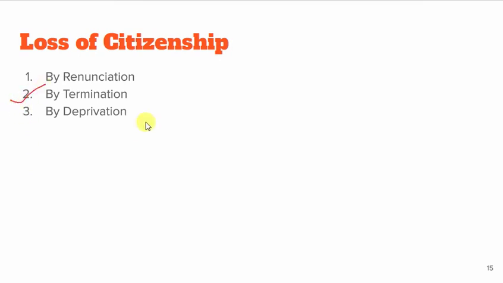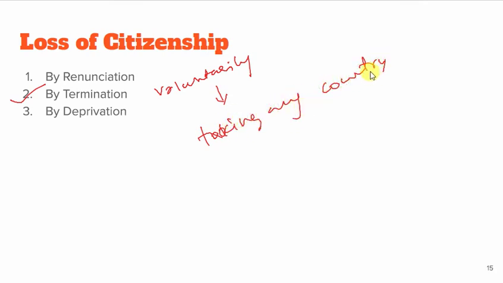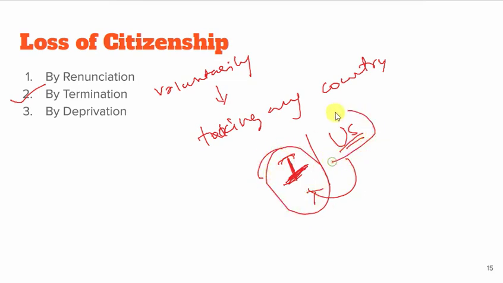Now, by termination. Termination is voluntary: the person voluntarily gives up Indian citizenship by taking up any other country's citizenship. It happens automatically. If I am an Indian citizen and I acquire US citizenship, then automatically my Indian citizenship is going to be cancelled, and I will be a citizen of the United States. So it is automatically terminated if you acquire another country's citizenship. That comes under termination.